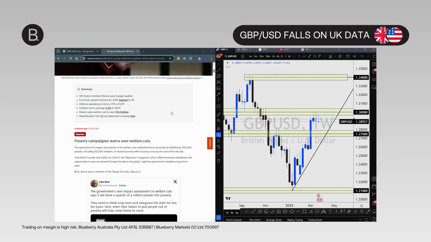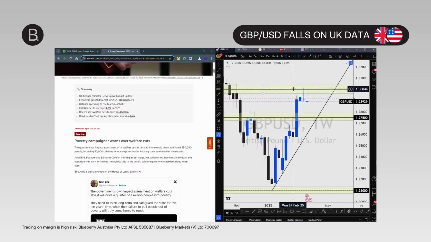Hello traders, so the UK spring statement has been revealed. How has it impacted the pound US dollar price?